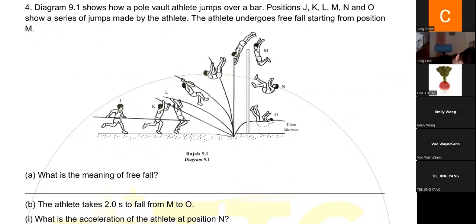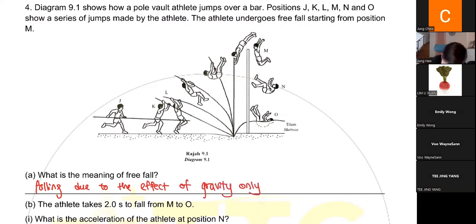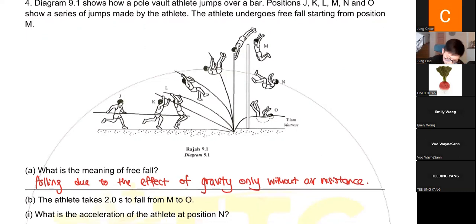So the definition is that it's an object falling due to the effect of gravity only, without air resistance. Okay, so it's only falling due to the effect of gravity without air resistance.